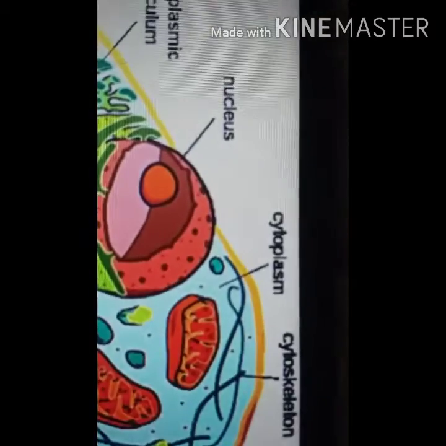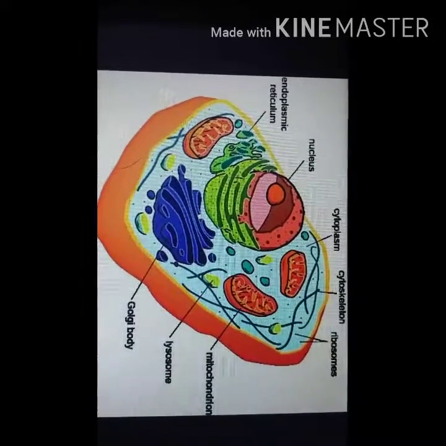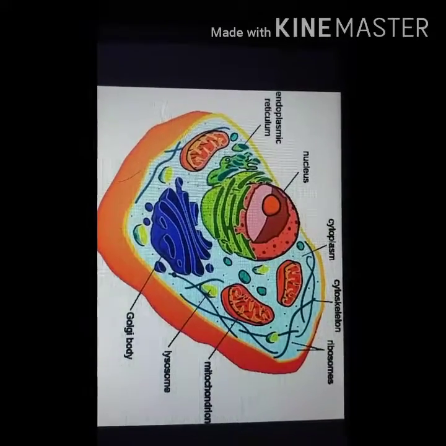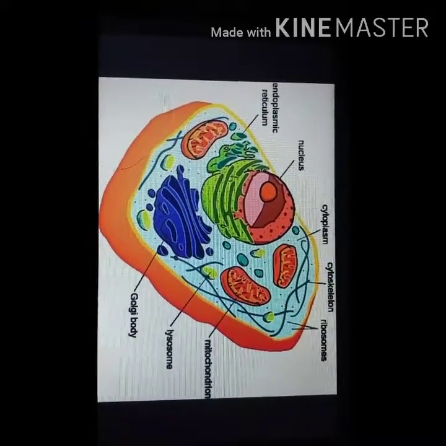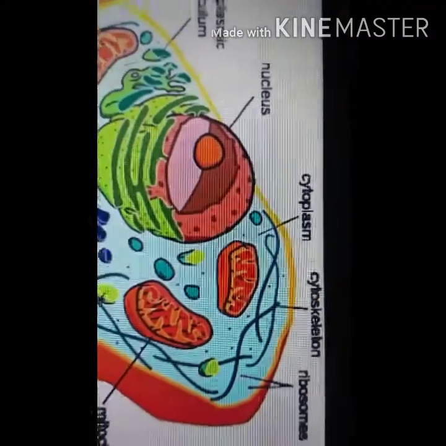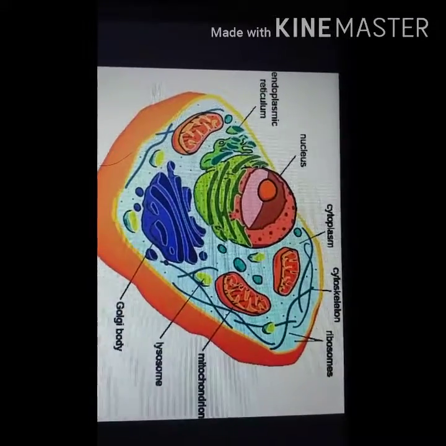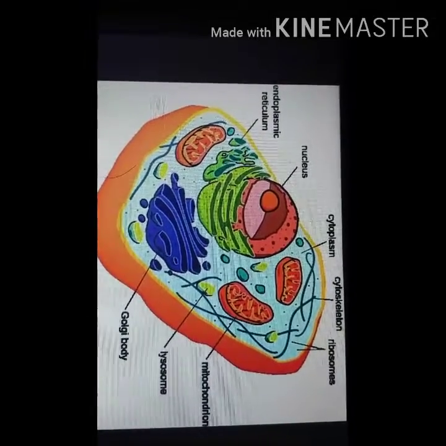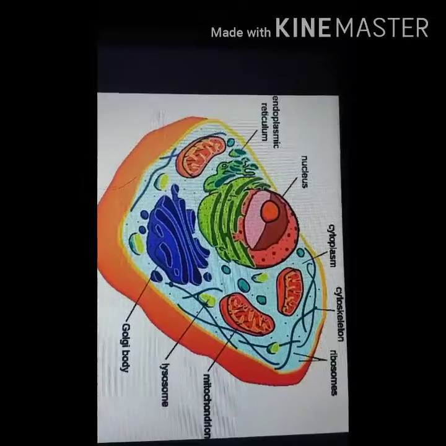Then the cytoplasm is a gel-like substance composed mainly of water that also contains enzymes, salts, cell components, and various organic molecules. Then the cytoskeleton, composed of microtubules, microfilaments, and intermediate filaments, which play an important role in defining the cell's organization and shape.